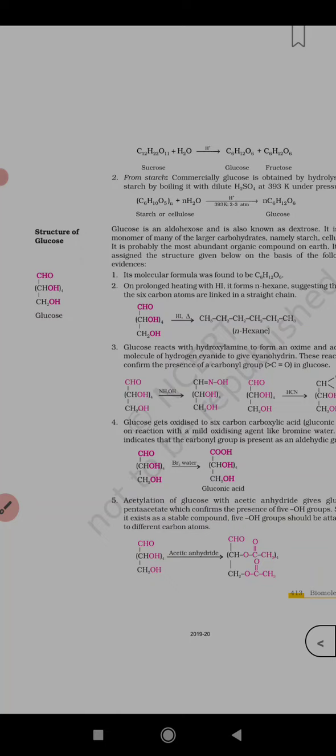Since it exists as a stable compound, 5 OH groups should be attached to different carbon atoms.